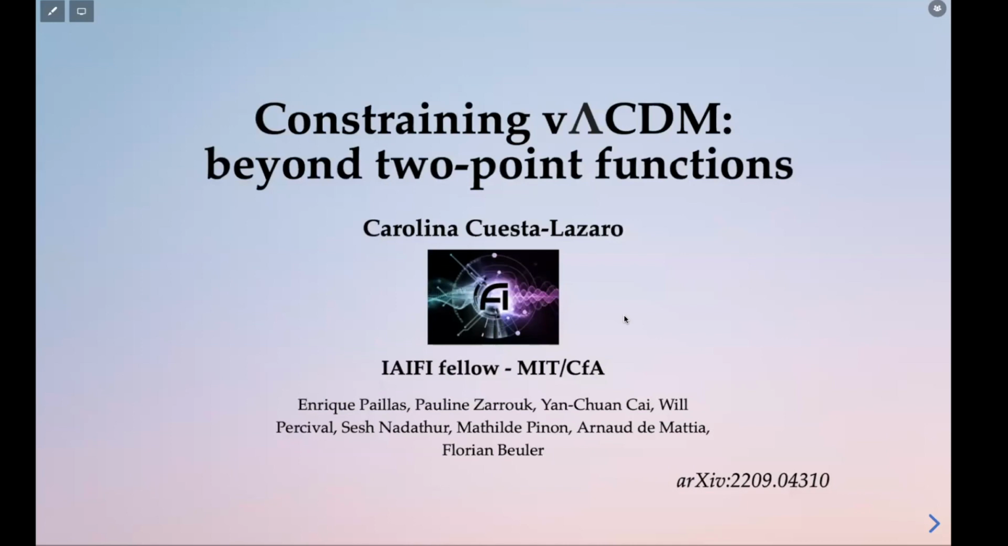Today, I am very pleased to introduce Carolina Cuesta. She is an old colleague and a good friend of mine from Durham University. Recently, she moved to MIT, where she's starting her postdoc. In cosmology, she has been working on redshift space distortion modeling. However, outside of cosmology, she's also a bit of an expert in both machine learning and data science.